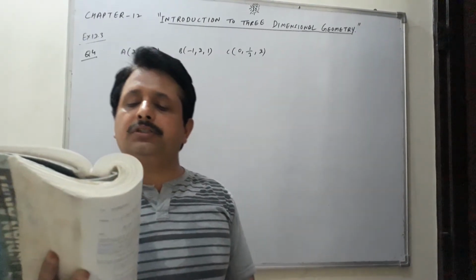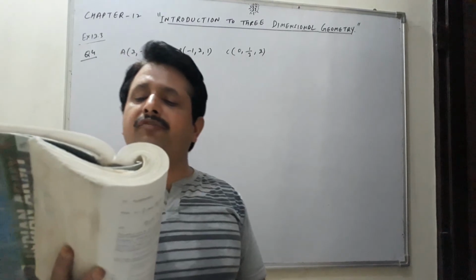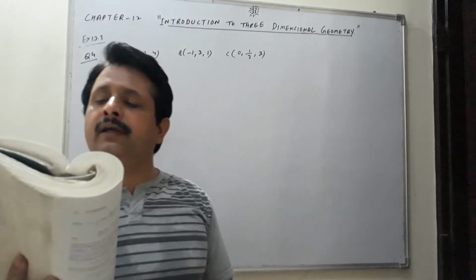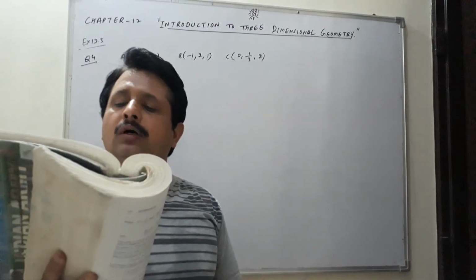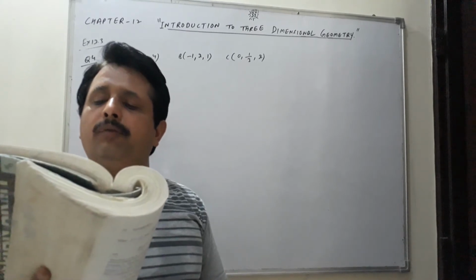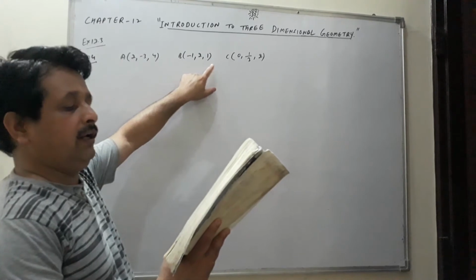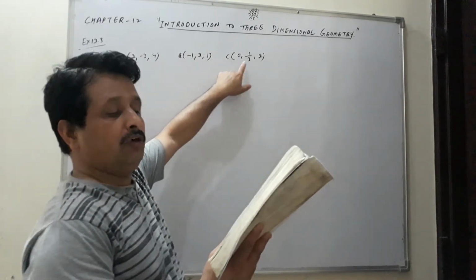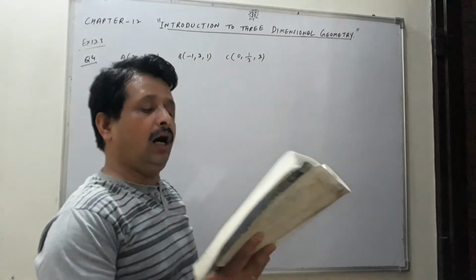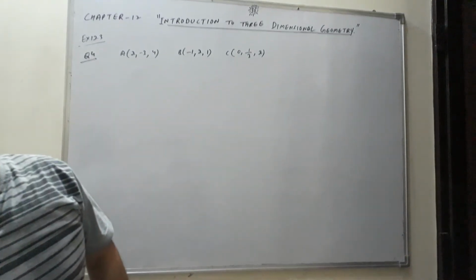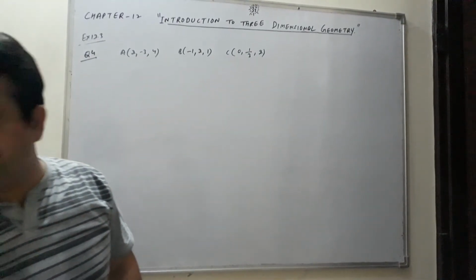Students, let us come to question number 4. Using the section formula, show that the point A having the coordinates (2, -3, 4), B having the coordinates (-1, 2, 1) and C having the coordinates (0, 1/3, 2) are collinear. But here we have to prove them collinear with the help of the section formula.